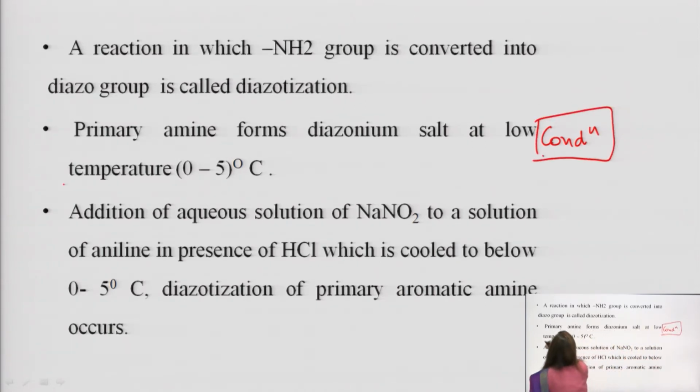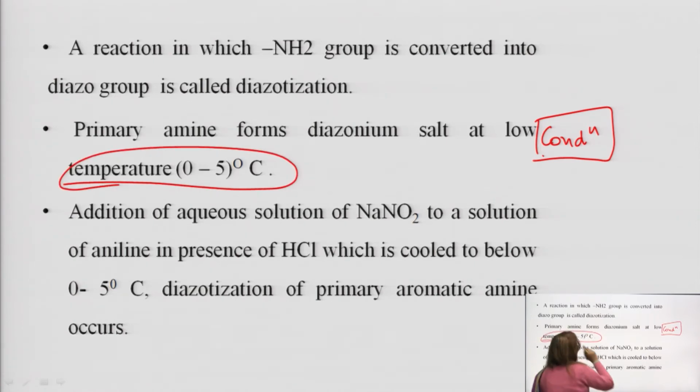The condition is a temperature of 0 to 5 degrees Celsius. When you want to convert that amine into diazonium salt, you have to keep the temperature between 0 to 5 degrees Celsius. Now the second question is, we are treating it with nitrous acid.